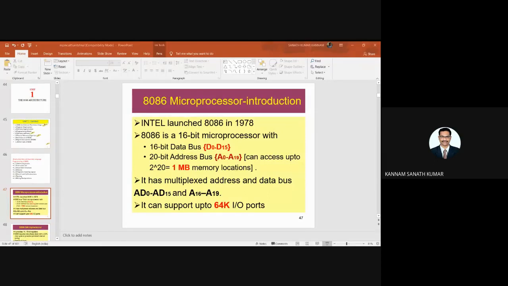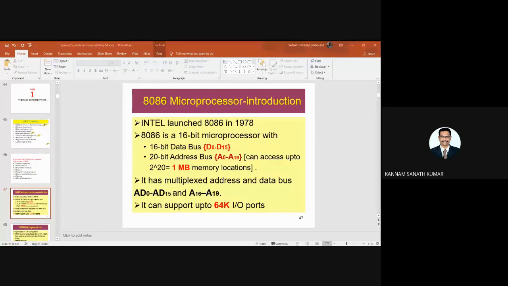That will be in combined state. Okay, and A16 to A19 are separated. That means AD0 to AD15 address and data lines are multiplexed, and A16 to A19 are separate.